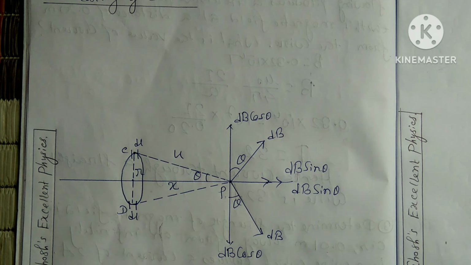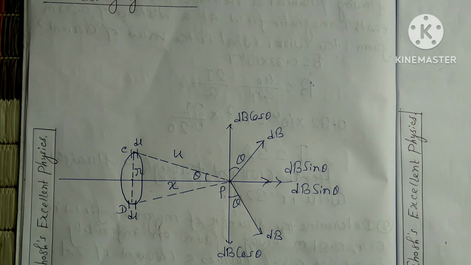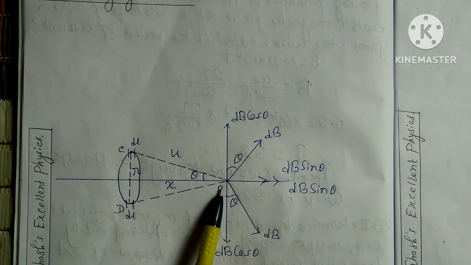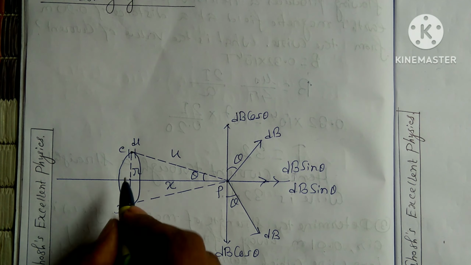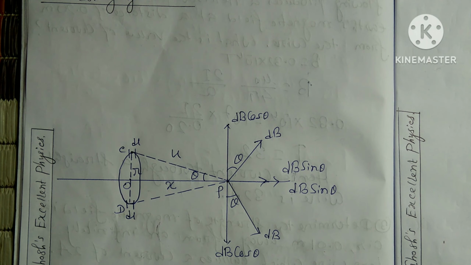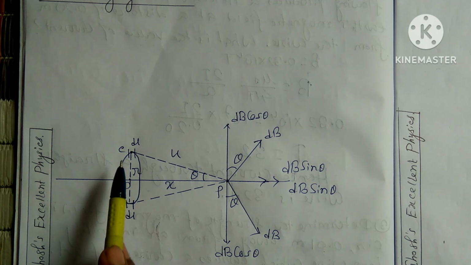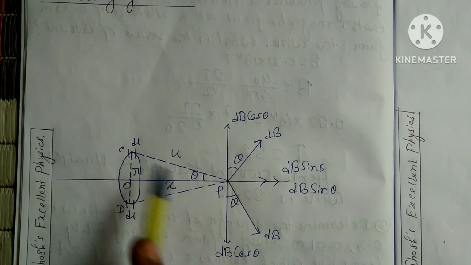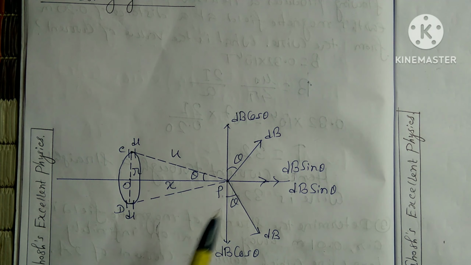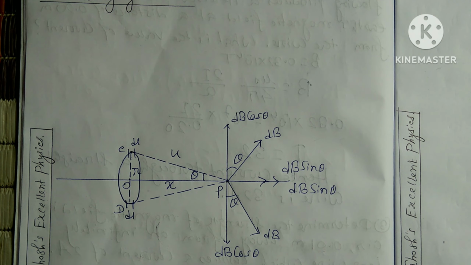This is a circular coil of radius r. We consider an external point P on the axis. The distance from the center to the axial point is x, and for a small segment, that is C and D, small segment dl, C to P is u, and D to P is u. So from this diagram, we can easily calculate the equation.